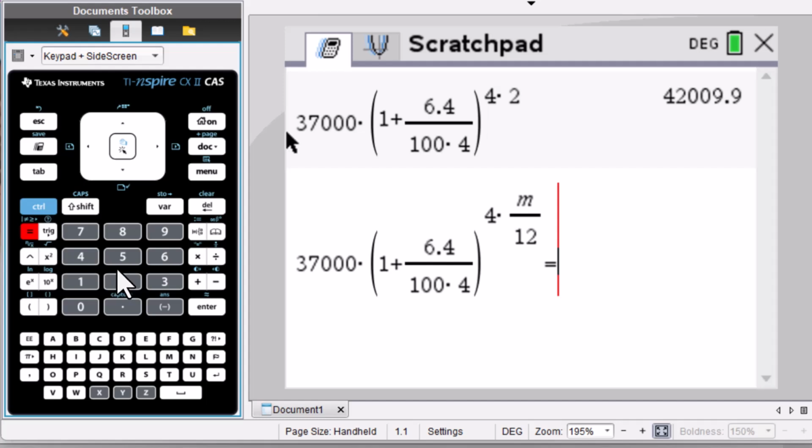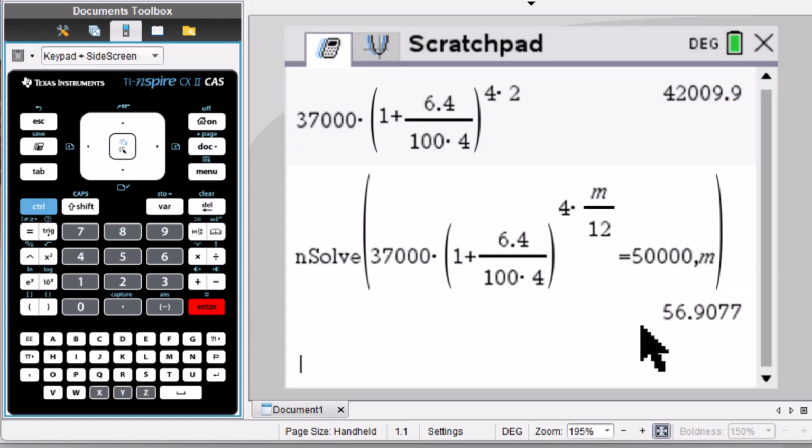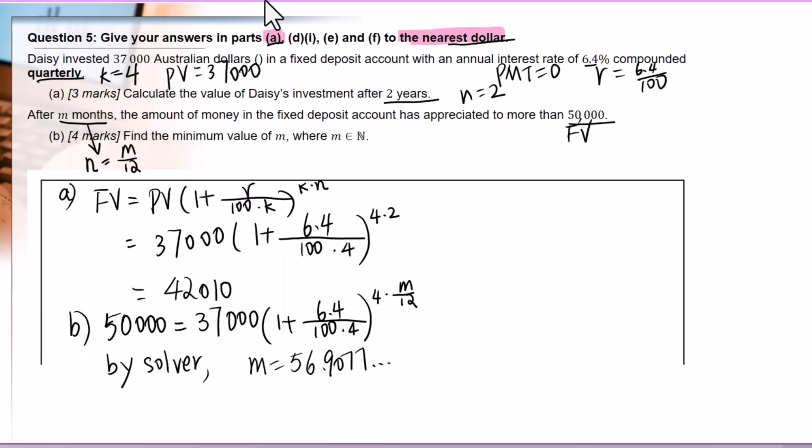Then equals $50,000. Then go to control menu, enter, enter, enter. 56.9077. Since M is a natural number, and the amount must be more than $50,000, this number you have to round up.